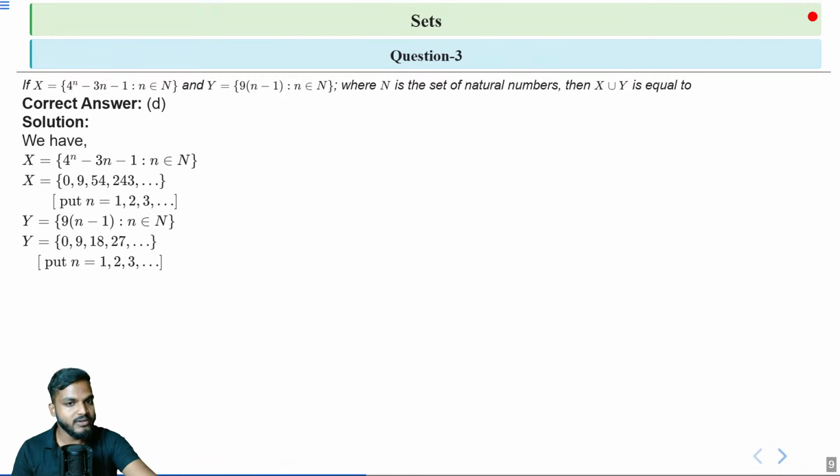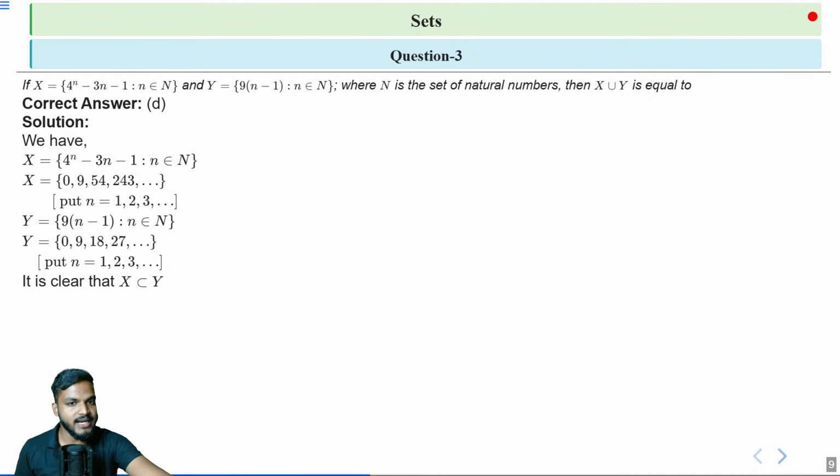If you observe, for the set Y, these are all multiples of 9. 9, then 9 into 2 is 18, 9 into 3 is 27. So we get multiples of 9. And also for the set X, all the elements are multiples of 9: 9, 54, 243. So these elements must belong to set Y.